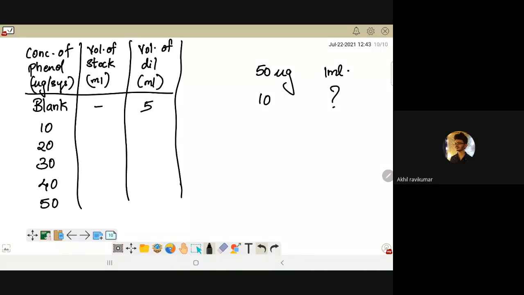Okay, so I want one of you to tell me, not Akshay, not Saloni, not Nikita, not Akhil, anyone else, not Anjana. Ishan, can you tell me what will be the volume of stock for the first tube which has 10 microgram per system concentration? 0.2 ml. Very good. And how much of the diluent? 4.8 ml. All of you have got this answer. Is there anyone who has not got it? It's okay if you have not got it. Let me know that you don't know how you have deduced this.